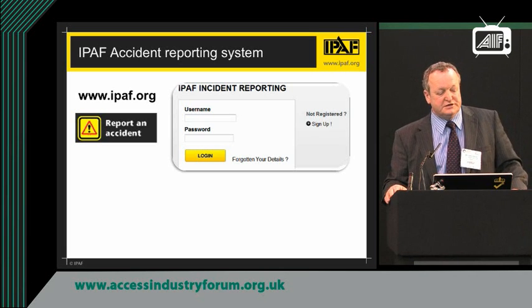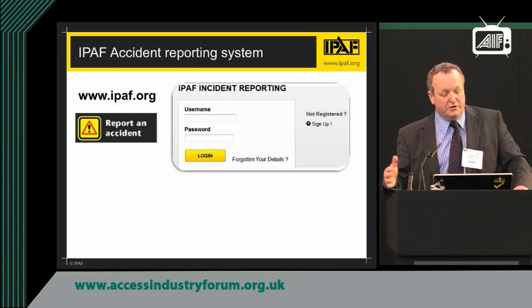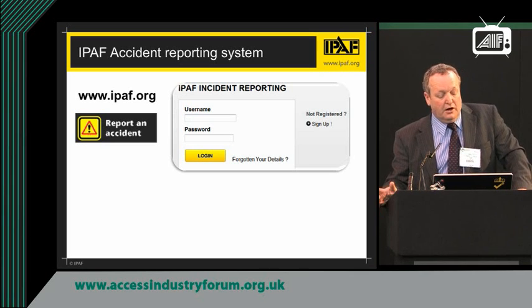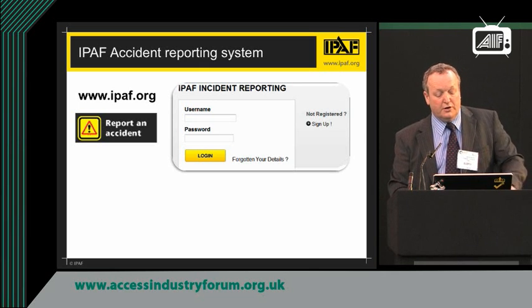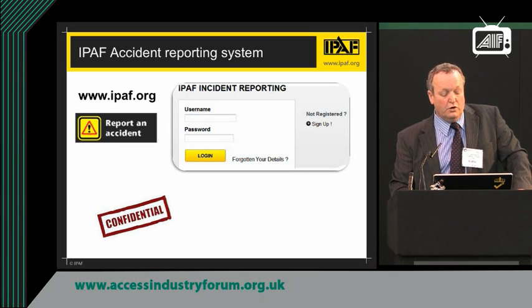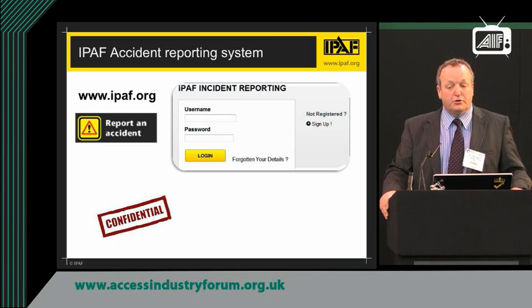And so what happens is people go off and do little bits of something here and little bits of something there, but there's no joined up thinking. The idea of setting up this IPAF accident reporting system on the IPAF website is so anybody and everybody who is involved with powered access can report an accident. And firstly, you need to log on, and once you've shared your details, you'll get a username and a password. And once you've logged on, you can then access the reporting system.